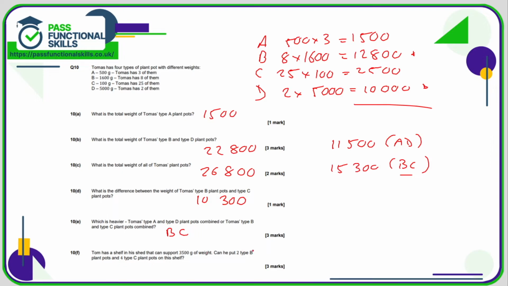And Tom's got a shelf. Can he put 2 type B and 4 type C on it? So that's going to be 2 times 1,600, which is 3,200, and 4 type C, that's 4 times 100, which is 400. Add these together, 3,600, that's too heavy for the shelf, so no, he can't put all that on his shelf because the shelf can only support 3,500, and this is greater than 3,500.